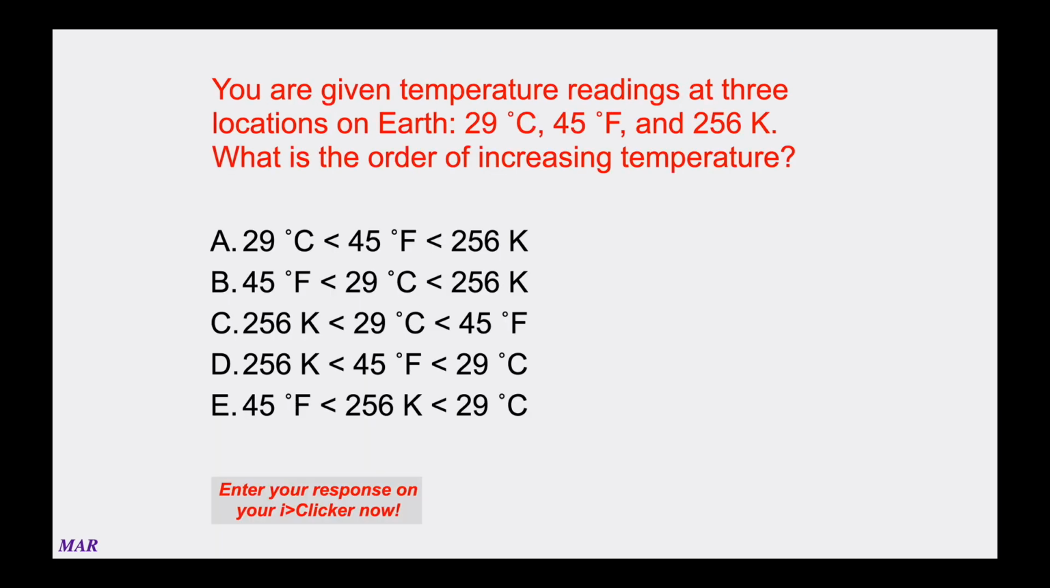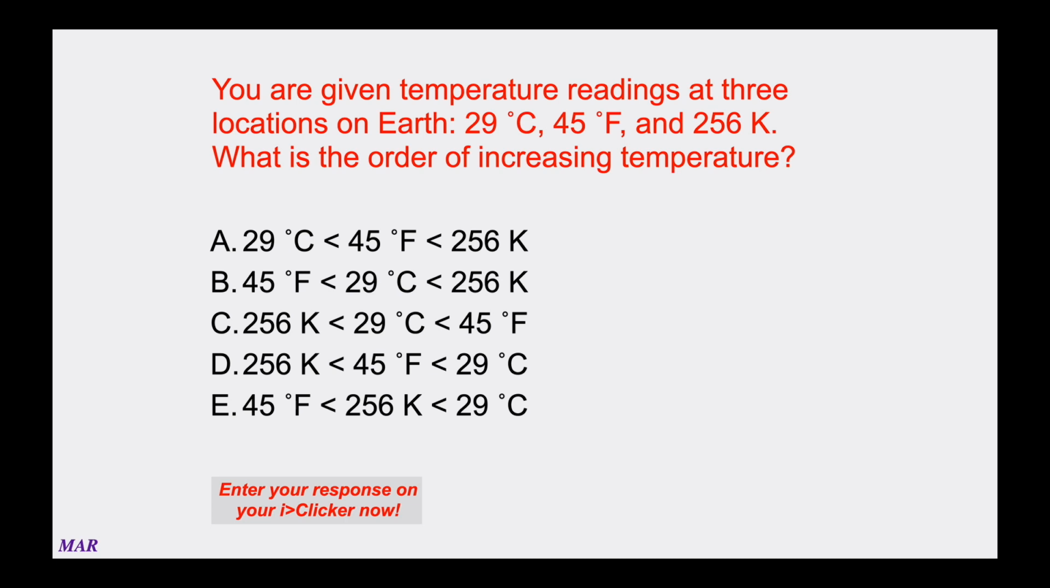Cool. Here are some temperatures that you can find on different places on the Earth: 29 degrees Celsius, 45 degrees Fahrenheit, and 256 Kelvin. And I'd like you to put these three temperatures in order of increasing temperature. So the coldest first and the hottest one would be last.